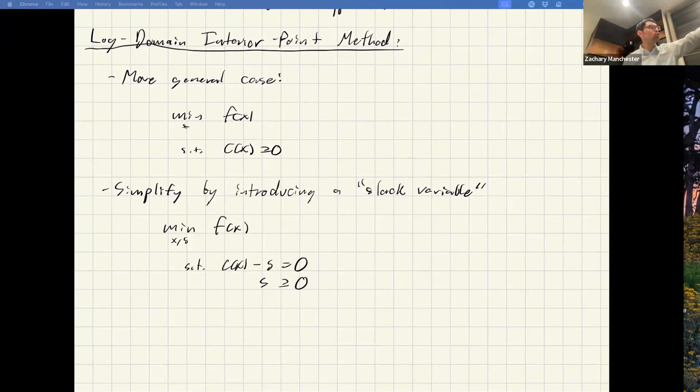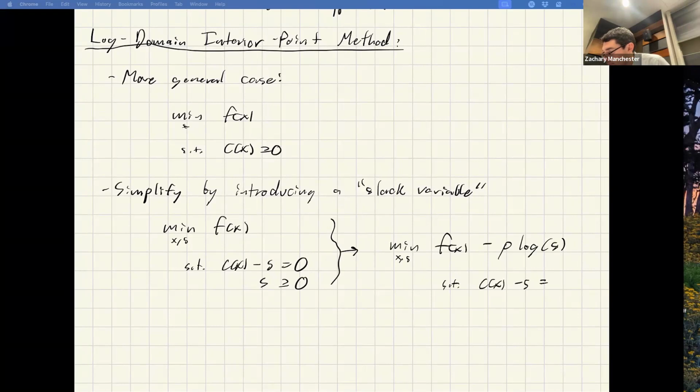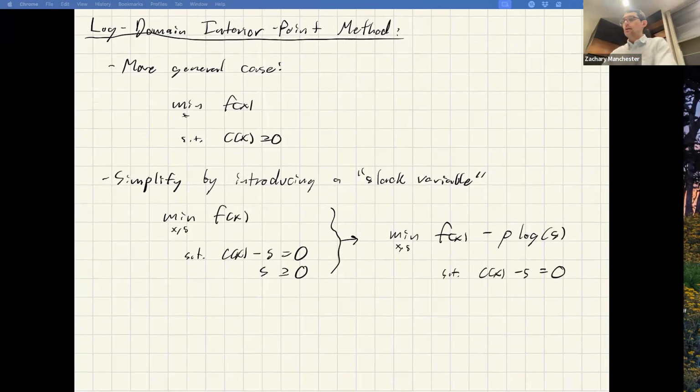So for these two sets, this equality and inequality, together to both hold, c of x has to be positive. So it gets you the same net result. It's mathematically exactly equivalent. This just makes the math nicer to have this slack variable. This is a kind of a general trick, this slack variable thing shows up a lot. So now I'm going to do the log barrier thing on this. So we're going to end up with min of x and s, f of x minus rho log of s. And then we still keep the equality constraint around, right? Okay, so far so good.